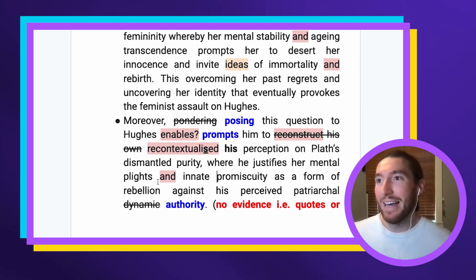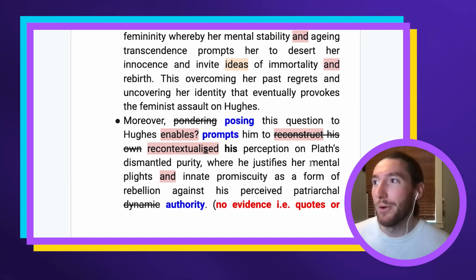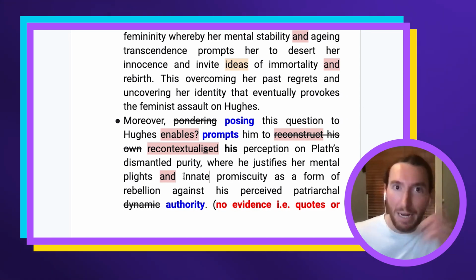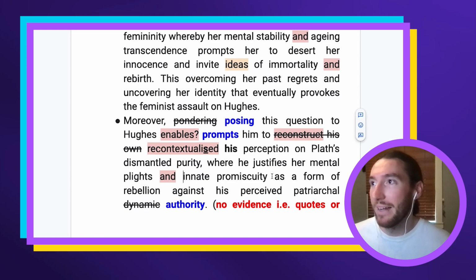So you can see there the end issue, the double up of mental plights and innate promiscuity. The answer is pick one and make sure you're being specific about it, but you are in this habit of using two words like mental plights and innate promiscuity and putting those together. So try and work on that. Justifies her, you could say mental plights.